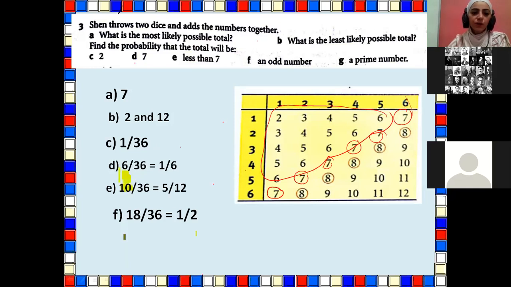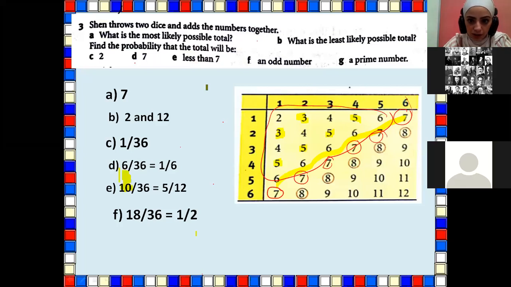Okay, part F is already shown here, an odd number, so we just need the odd numbers. The odd numbers here are 3, this also odd, and the 5s are odd numbers, all the 7s together, and the 9 and the 11. So if you count them all, it's 18 over 36. If you simplify it, it's 1 over 2. Type the last part.